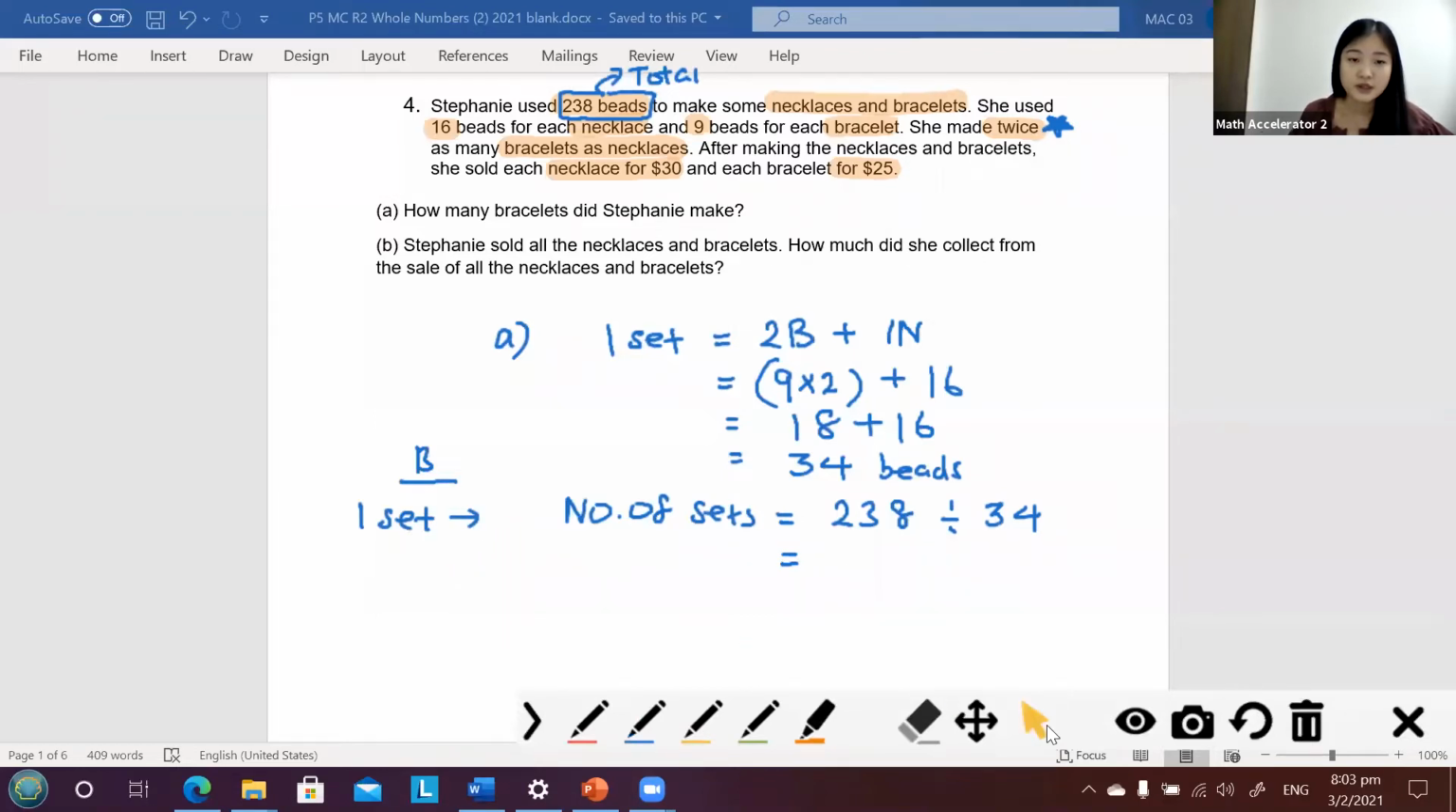Okay, so you must do your working. For bracelets, one set got how many? And then the number of sets here, you find out the final answer. So I give you some time. Can you try it now? Find the number of sets and then find the number of bracelets. Okay, so I'll be launching a poll again. So do select your answer after you found the number of bracelets. Take note, it's not the number of sets, it's the number of bracelets.